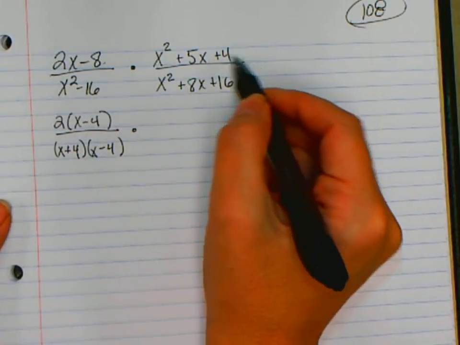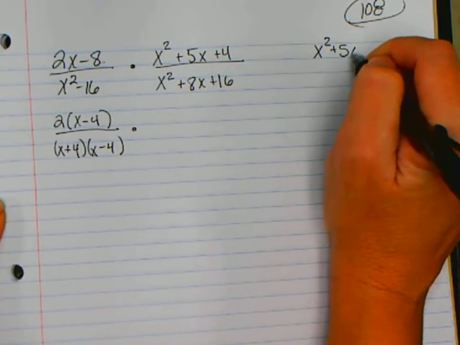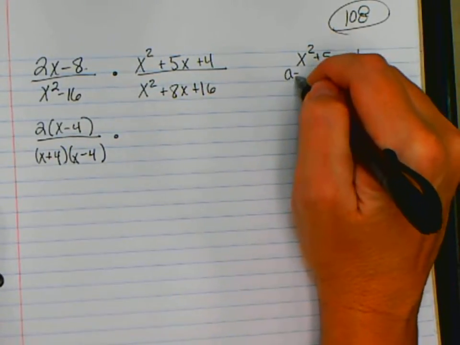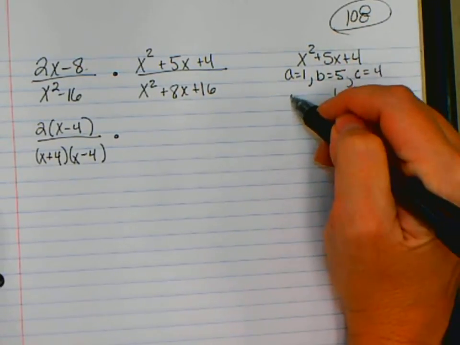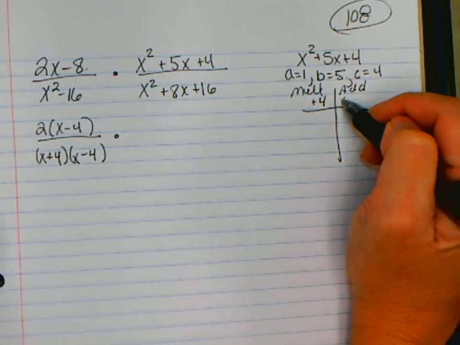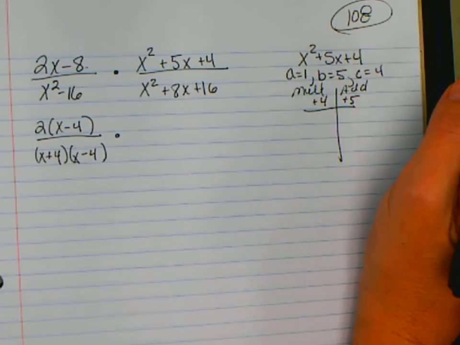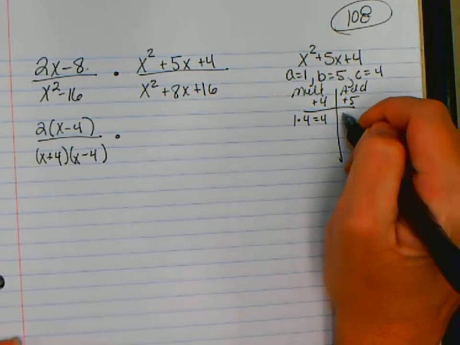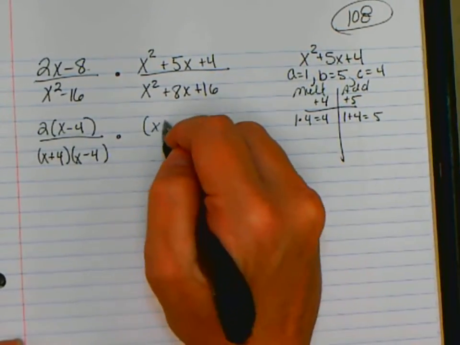Times x squared plus 5x plus 4. That's a quadratic polynomial, so I will use T-chart and divide and slide. Is there a GCF? No. So A is 1, B is 5, C is 4. We need two numbers that multiply together to give us A times C, so that's positive 4, and add to give us B, which is a positive 5. There we go. Positive 1 times positive 4 is 4, and 1 plus 4 is 5. So x plus 1 and x plus 4.